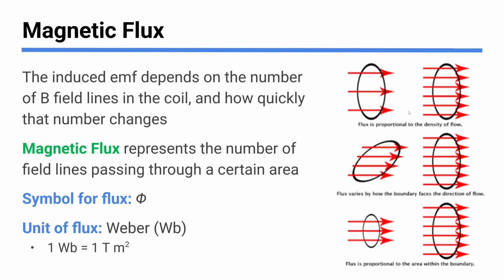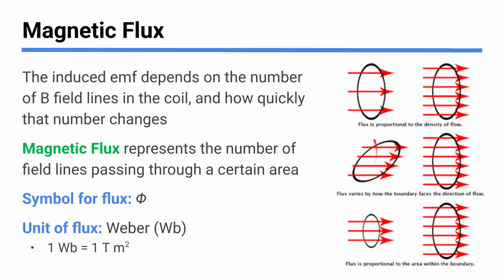So there's a few examples here. At the top we have two loops of wire, one with a stronger field than the other. On the right, the field lines are closer together. That would represent a stronger magnetic field. There's a greater magnetic flux through this loop than through this loop because there are more field lines going through the loop. Other ways you can change flux, though, is you can put some angle between the field and that loop.